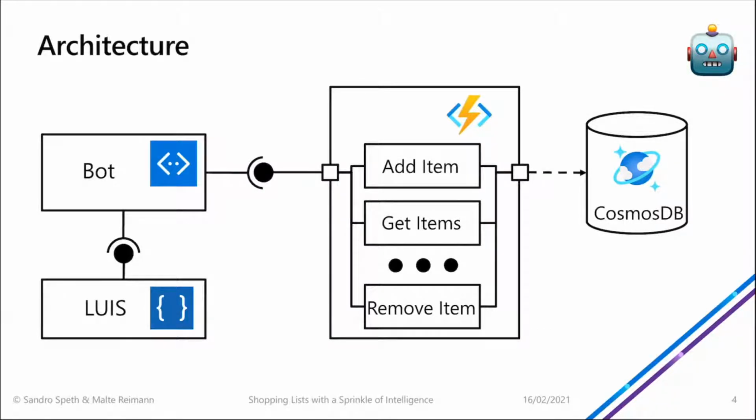And from the result of LUIS, we decide which Azure function we are calling, for example, adding an item, getting all items, marking or unmarking an item, or removing items from our Cosmos DB database.